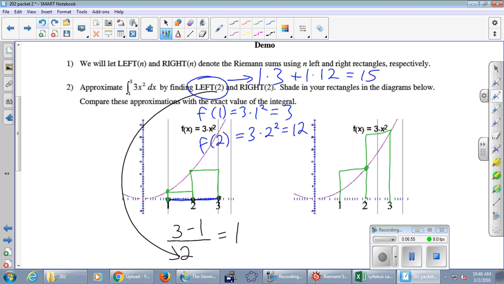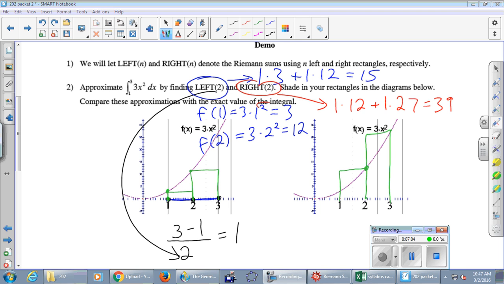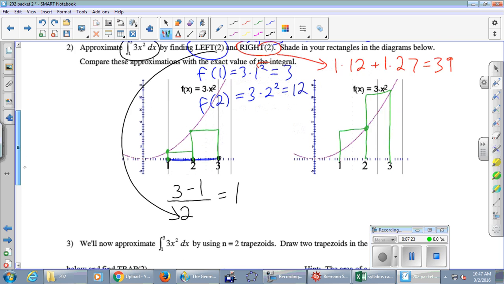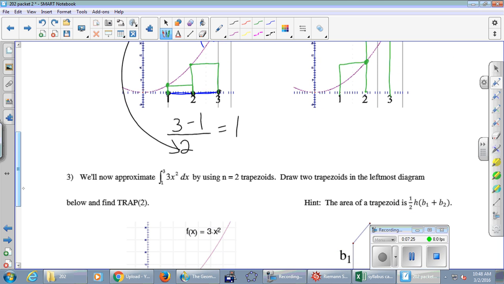Can you guys take about 60 seconds and find right of 2 right now? And check in with each other, make sure we're all doing the same thing. Okay, so 1 times 12 plus 1 times 27. Is that all right? Okay, so then the true answer, the true value of this thing is definitely between 15 and 39, for sure. It's someplace in between.